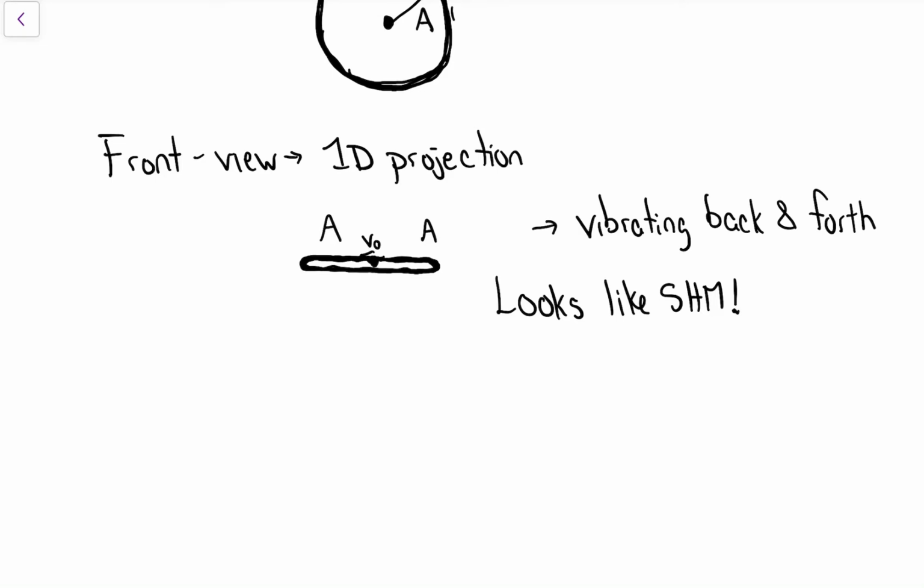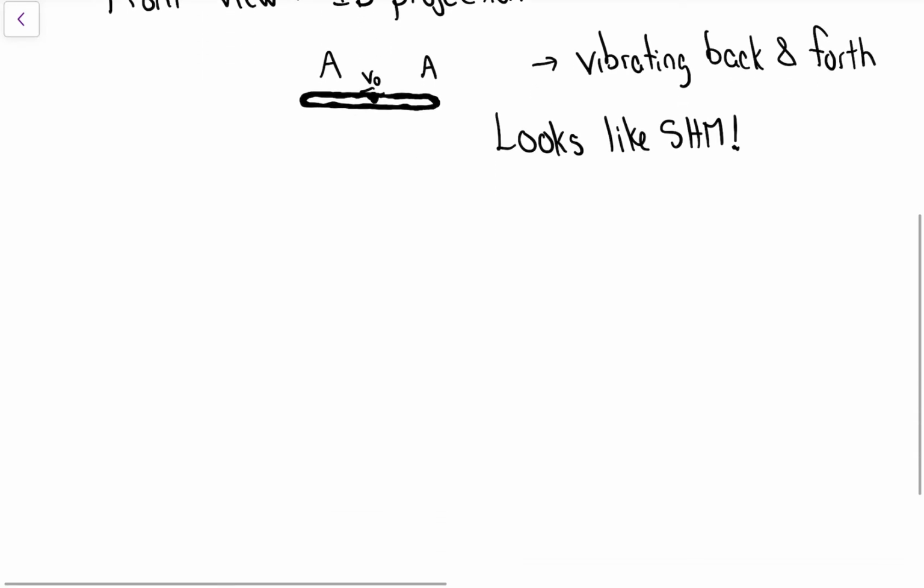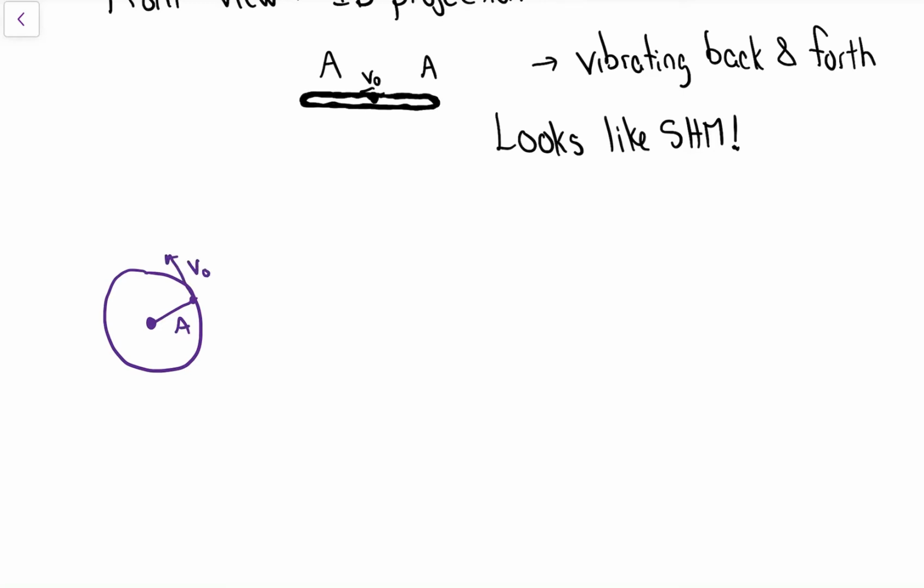We'll have to do a little bit of force work to figure out if it actually is simple harmonic motion. Even if it's not simple harmonic motion, if we go back to the 2D version, so like the top view, we've got our amplitude of A. It's cruising tangentially at some speed v naught. It's a mass of m, whatever that is, the rubber stopper.